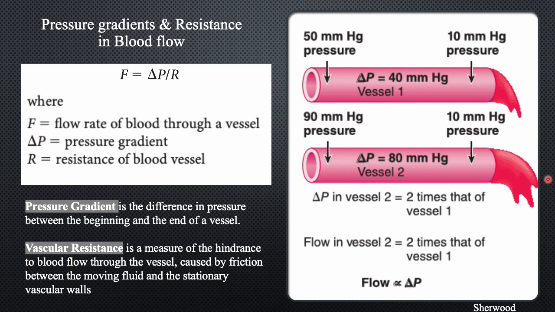The flow rate of the blood is directly proportional to the pressure gradient. As the pressure gradient increases, the flow rate increases, and it is inversely proportional to the vascular resistance. So as the resistance increases, the flow rate decreases. The pressure gradient, as I mentioned, is the difference in pressure between the beginning and the end of the vessel. Blood flows from an area of higher pressure to an area of lower pressure, down the pressure gradient.